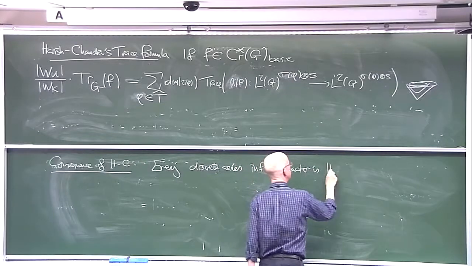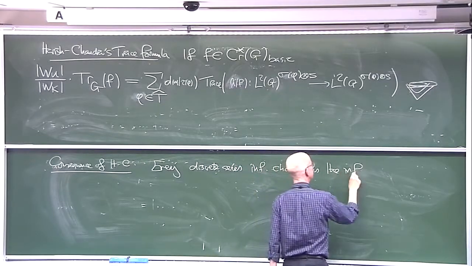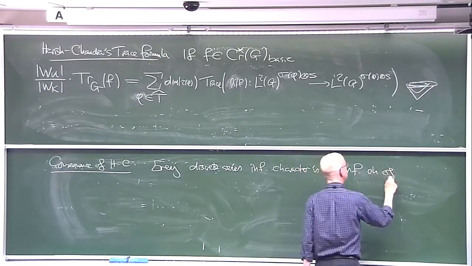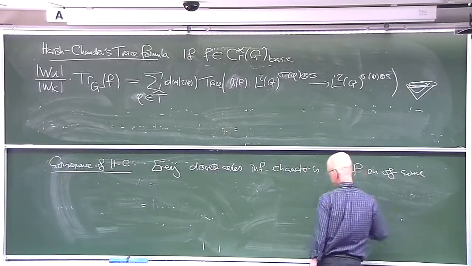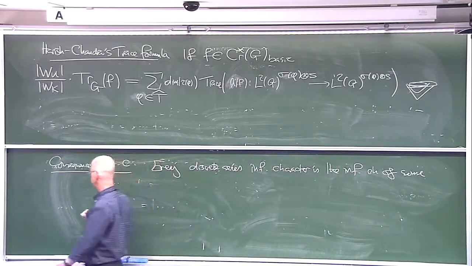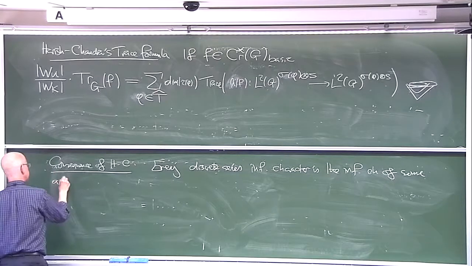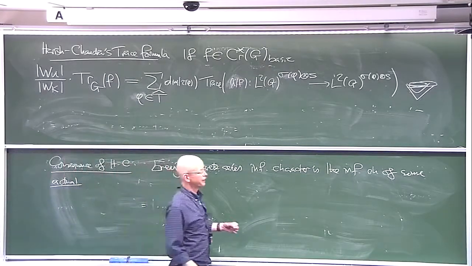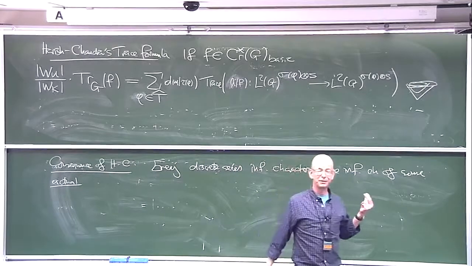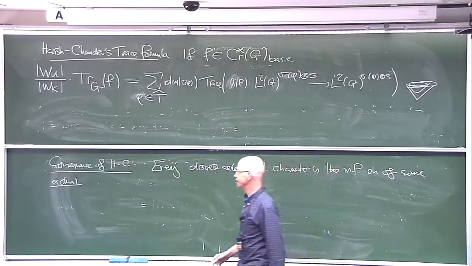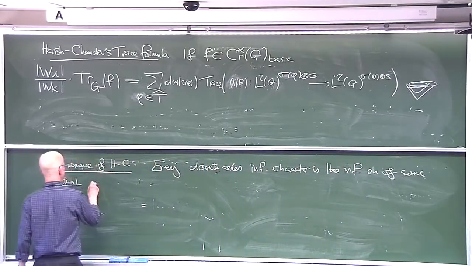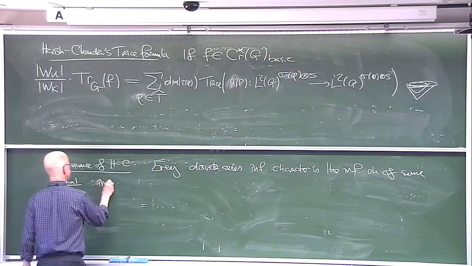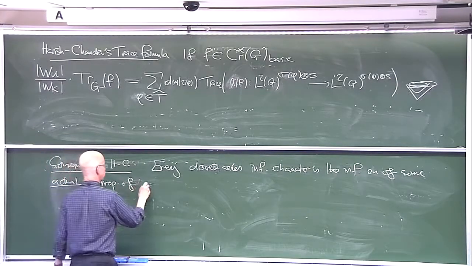is the infinitesimal character of some actual, actual as opposed to fake. Remember we talked about the zero representation or minus a representation, of some actual irreducible representation of the group U.